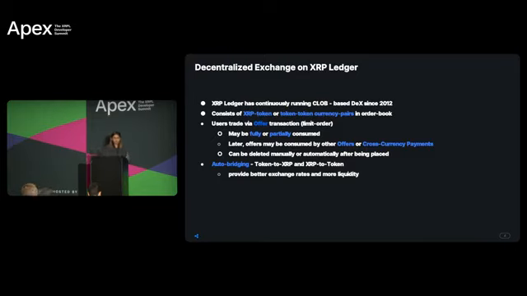One of the main features of this DEX on XRP Ledger is its auto-bridging feature. It provides better exchange rates and more liquidity by automatically making XRP to token and token to XRP exchanges if a direct token to token currency exchange is not as suitable. So it provides a better exchange rate by auto-bridging.